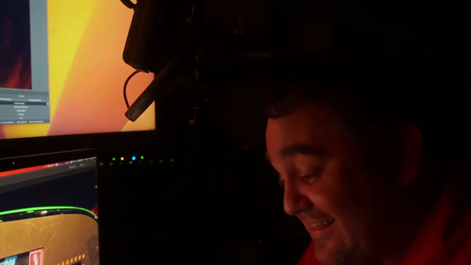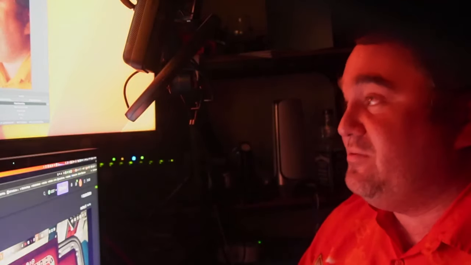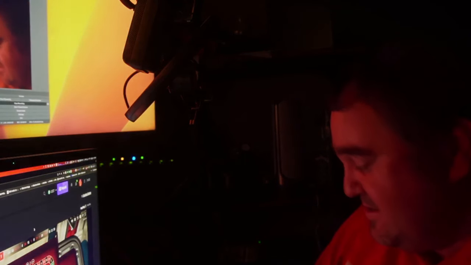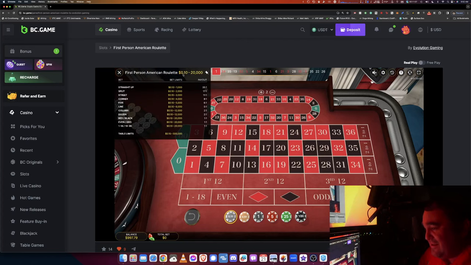So here's the thing. I have a roulette game right here that is similar to the roulette games in the casino. This is a simulator, but there is one difference. The difference is, where are we? Our minimum, maximum bet. Okay, so you see in the top left-hand corner, my minimum bet is 10 cents. Here we go. Perfect. Let's talk about this. My minimum bet is 10 cents. My maximum bet is $20,000. I've loaded about $1,000 in the bottom left-hand corner, $997.79.